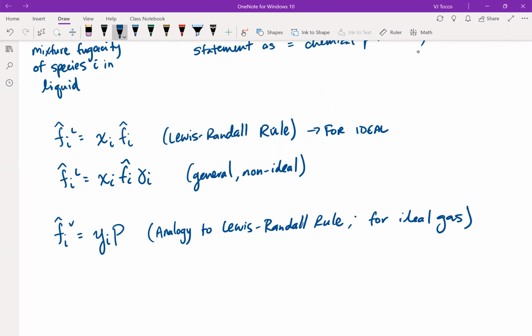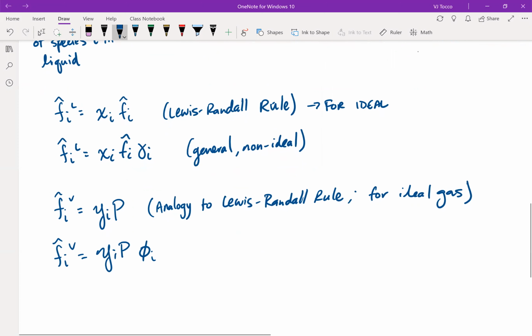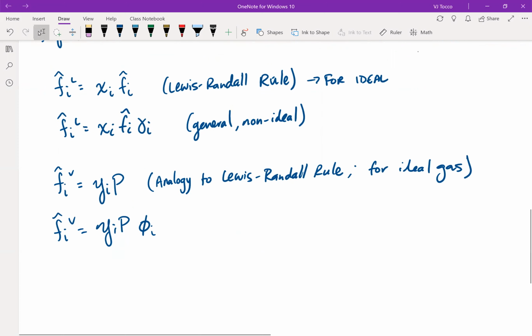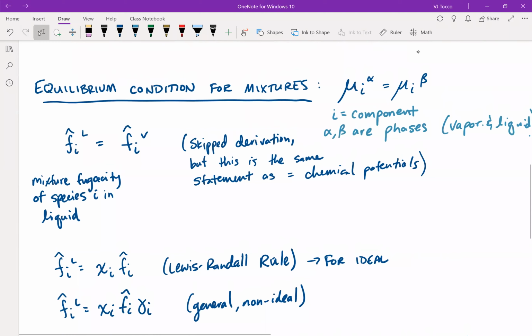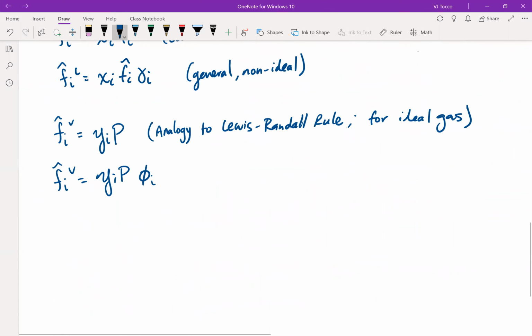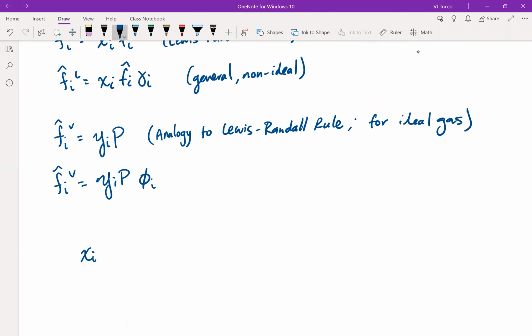So I can capture deviations from ideal conditions in the vapor phase by saying the mixture fugacity of the vapor is yi P phi i. And this is what we mean when we say gamma-phi modeling. So gamma and phi are the two deviations from ideal cases. And if we use the equating of the mixture fugacities and we plug in these expressions, we obtain the following. So we've got xi f hat i gamma i is equal to yi P phi i.